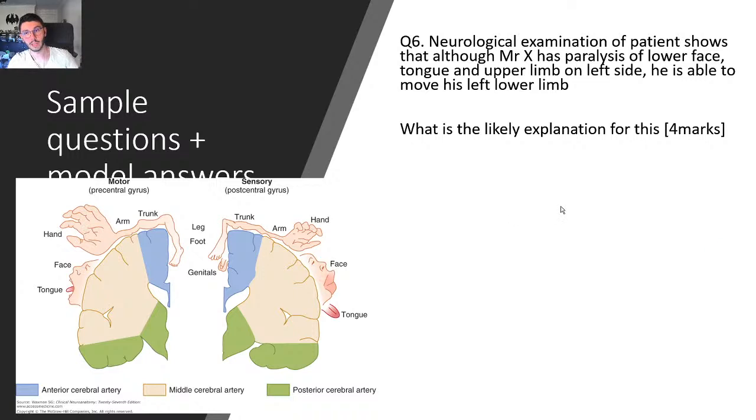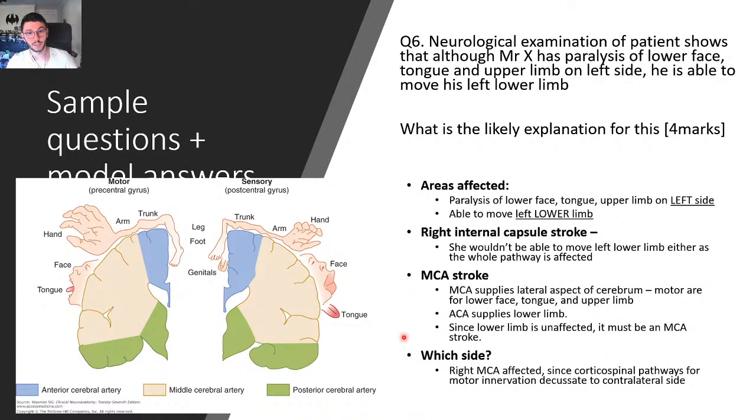Now a stroke of the MCA would affect the lateral aspect of the cerebrum, which includes the areas of the lower face, tongue, and upper limb. So this way, he can't move his arm, he can't feel his face, but he can still move his leg. If it was a stroke of the right internal capsule, the patient wouldn't be able to move his left lower limb either, because the internal capsule contains all the sensory and motor information from that whole hemisphere.